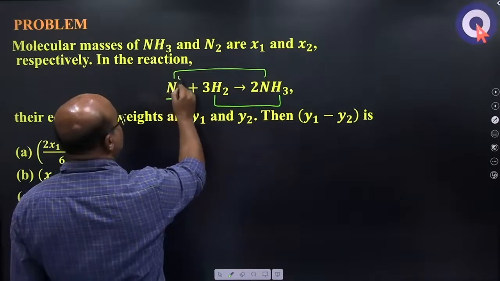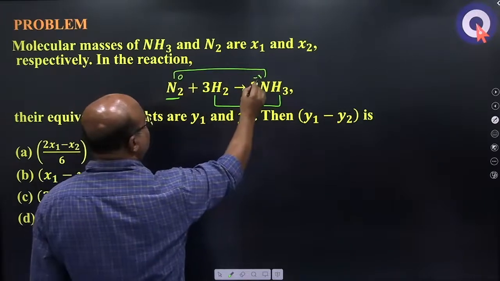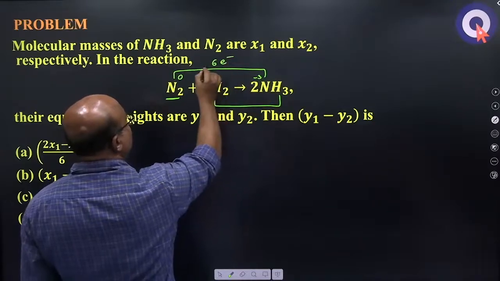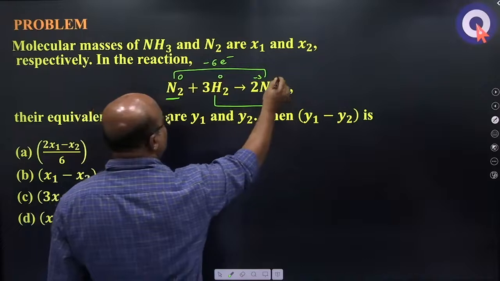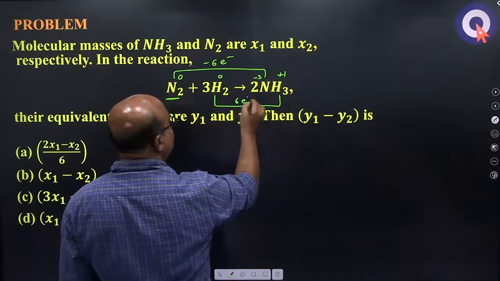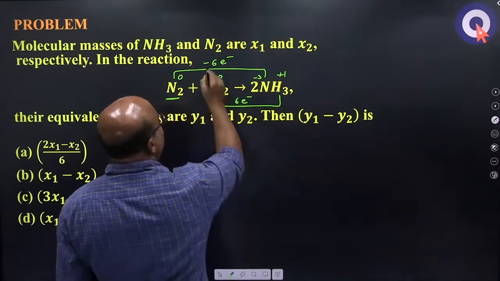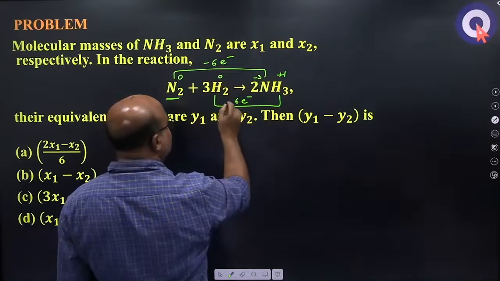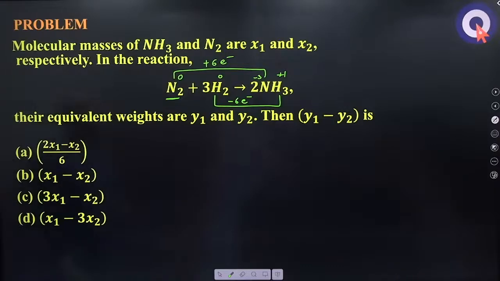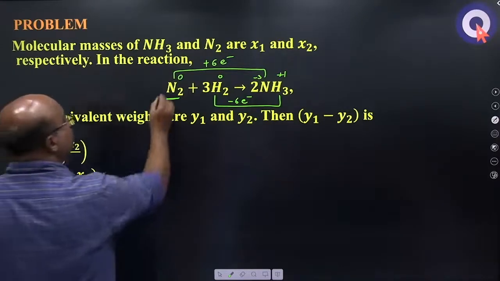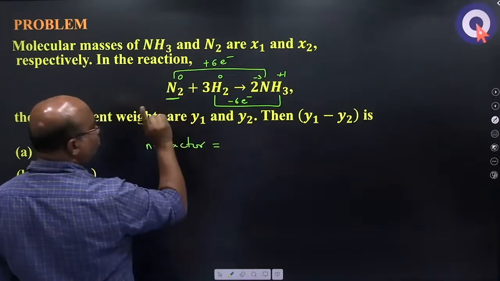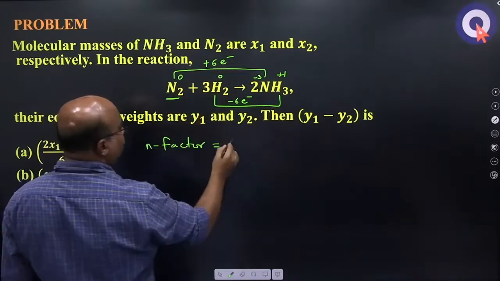Nitrogen, which was in 0 oxidation state here, changes to -3 here. So there are 2 nitrogens changing to -3, it is 6 electrons gained. Hydrogen, which is in 0, is converting into +1. So here the N factor is nothing but 6. Here it is a 6 electron loss, and here it is a 6 electron gain. So the N factor for nitrogen, with only 1 mole and 6 electrons involved, is 6.